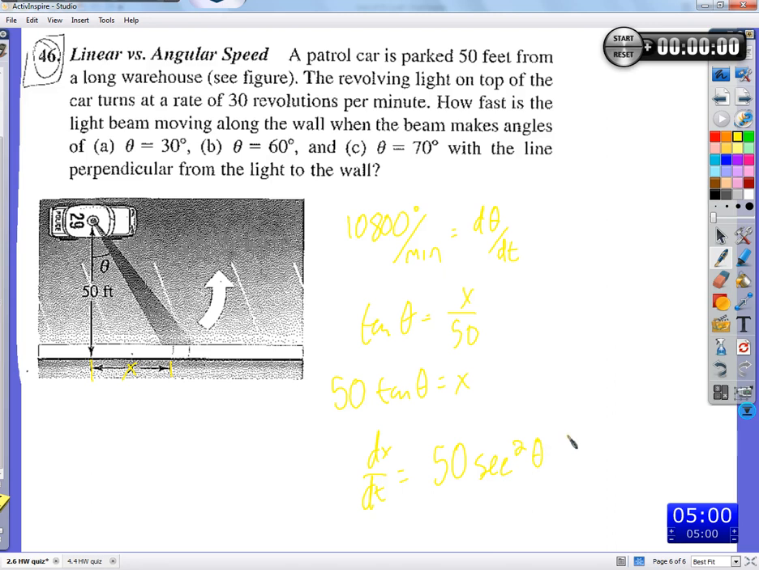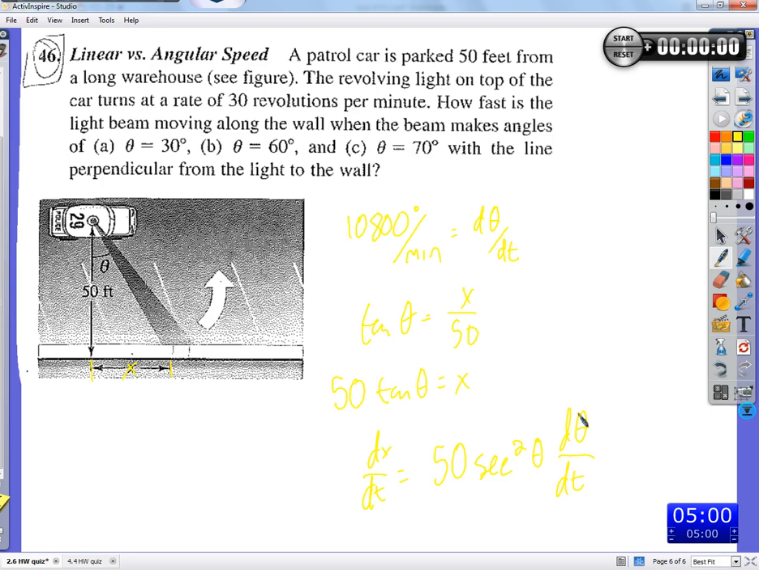Anything else? Theta prime, d theta dt, and you know what that is. So if we know theta, and we know d theta dt at some moment, then we'll know how fast the light is moving along the wall.